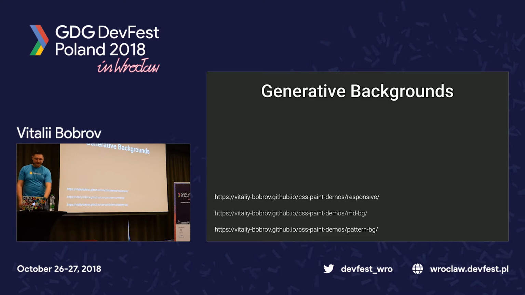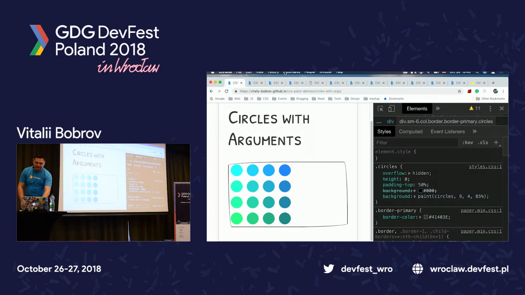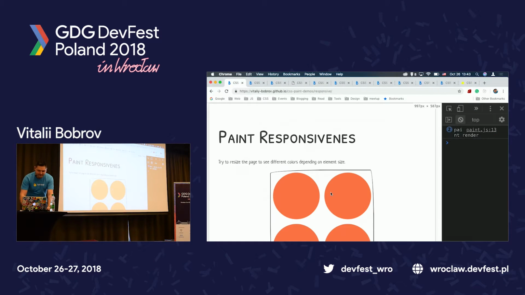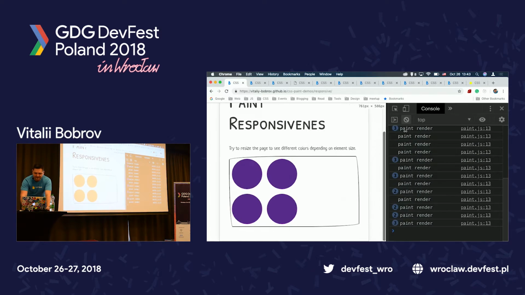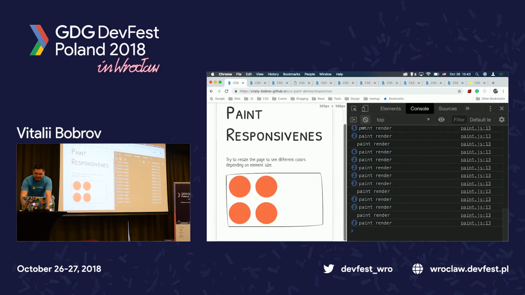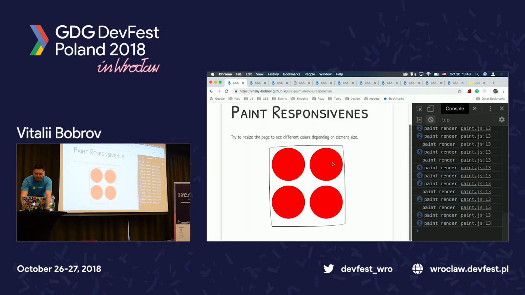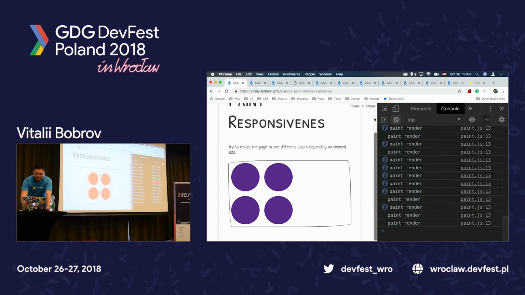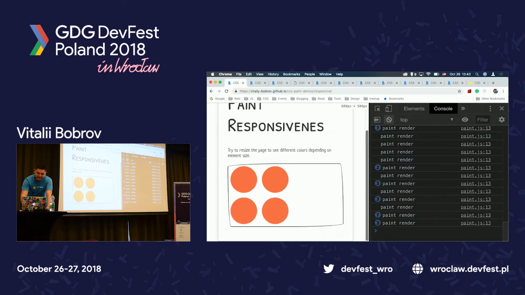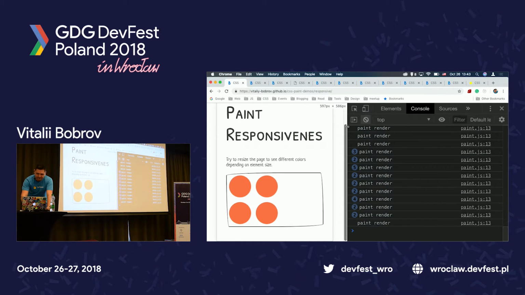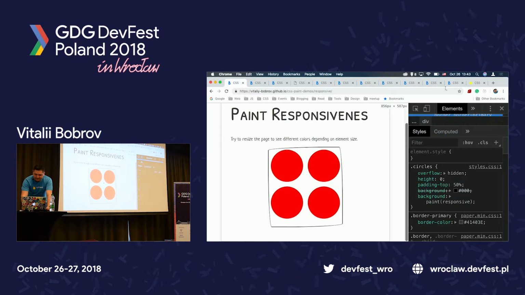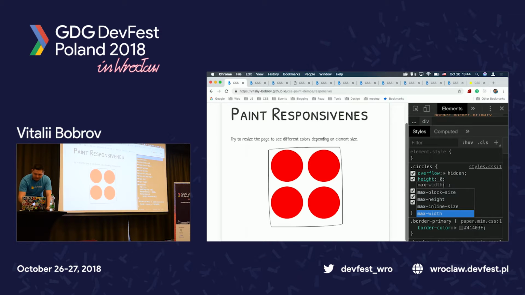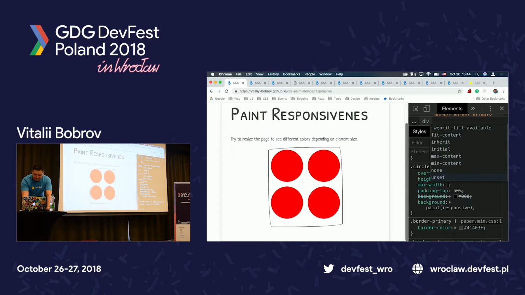So first of all, we can make some generative backgrounds. And the simplest example is that you can generate different images related to the size of the element itself. So in this case, I'm checking the width property, and according to the value of width, I'm changing the colors of circles. And again, it works not on viewport size changes, but on element changes, like max width.